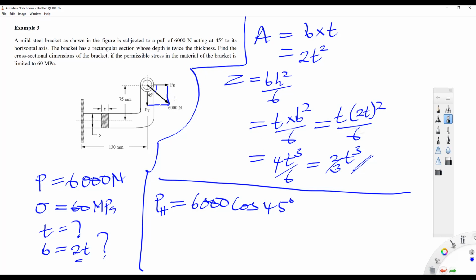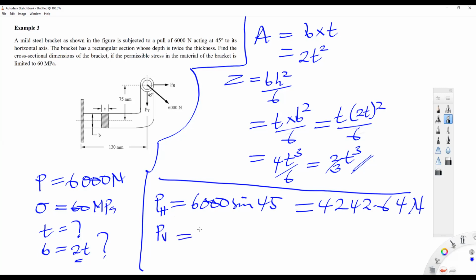All right, so let's make it sine 45. And when you calculate this, what do you get? So we have 4242.64 newtons. The horizontal component.